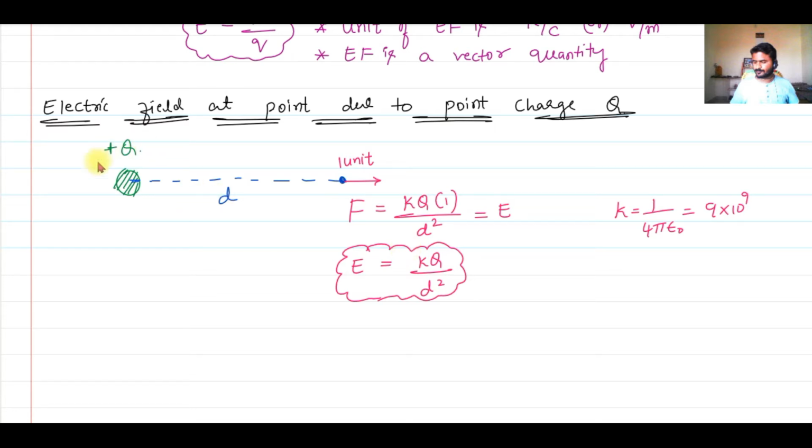Suppose I had kept the entire charge in some other medium, then the formula would have become 1 by 4 pi epsilon naught epsilon r, q by d square, right? I'm assuming that I'm keeping this charge in an air medium and finding the electric field due to this charge in air. If I keep the same charge in some other medium and I'm interested in finding the electric field in that medium, then I will also have to include epsilon r. Since it's an air medium, the epsilon r value is 1.